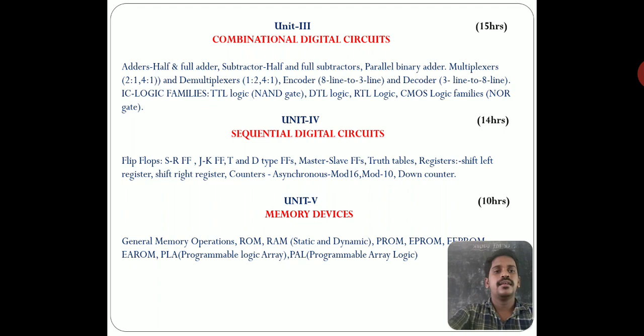In this unit we have learned about the types of registers and counters: mod 16 counter, mod 10 counter, down counter, and up counter. A counter is a digital circuit. It counts the number of clock pulses per second. Next, unit 5, memory devices. General memory operations in ROM, RAM, PROM, EPROM, EEPROM, EAROM, PLA, and PAL. PLA and PAL are two different logic arrays used for implementing memories.